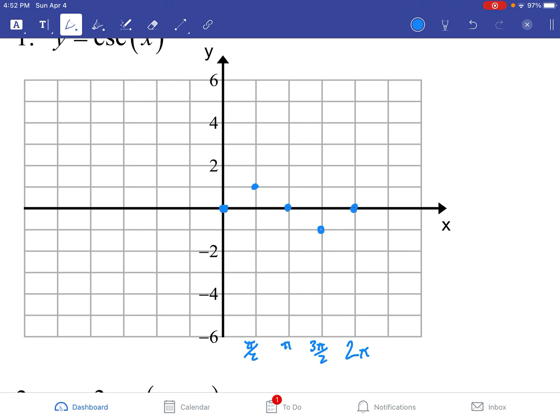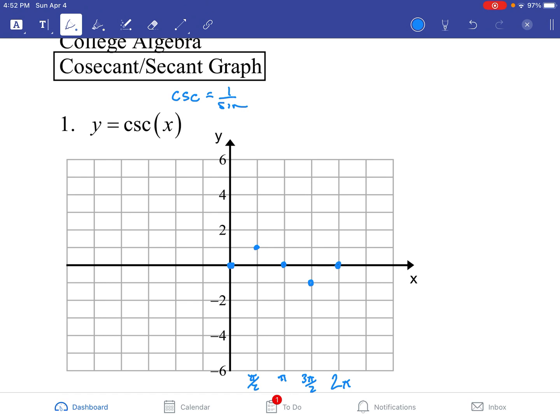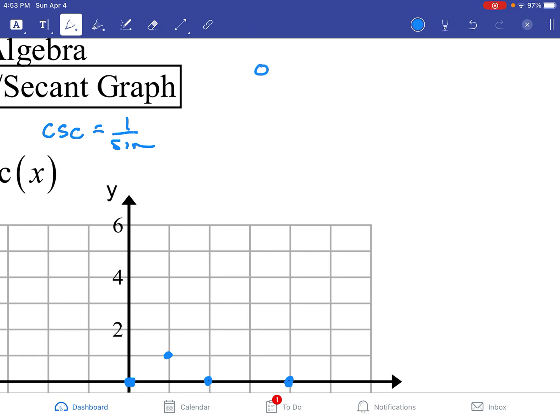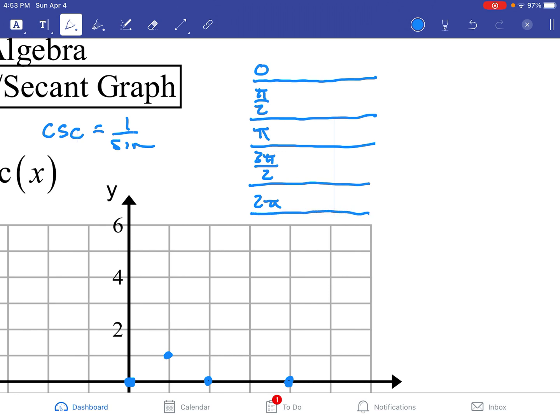All right, so now let's look at our points in terms of sine and cosecant. Okay, we had 5 points that we graphed. We graphed at 0, at pi over 2, at pi, at 3 pi over 2, and at 2 pi. So now what we're going to do is look at those points at those intervals in relationship to cosecant and sine. So let's look at sine first.